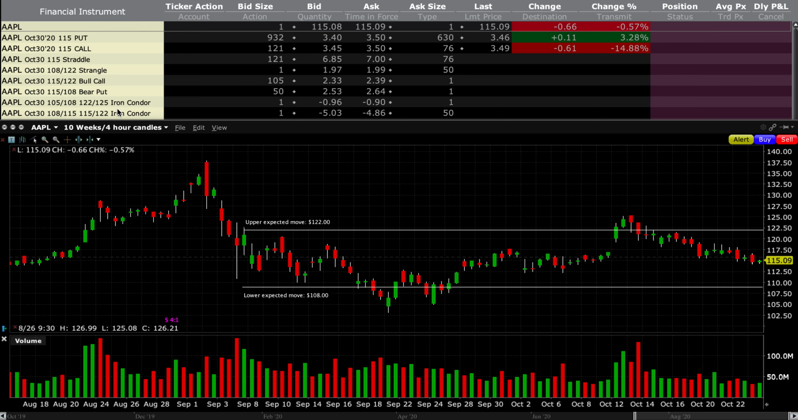Your credit received is about $5 over here, which means your break even is plus or minus 5 from the current price, so 120 or 110. That's your break even price. And your maximum loss would be 7 minus 5 on either side, so $2 maximum loss. And that would occur if AAPL were to expire below 108 or above 122, right?